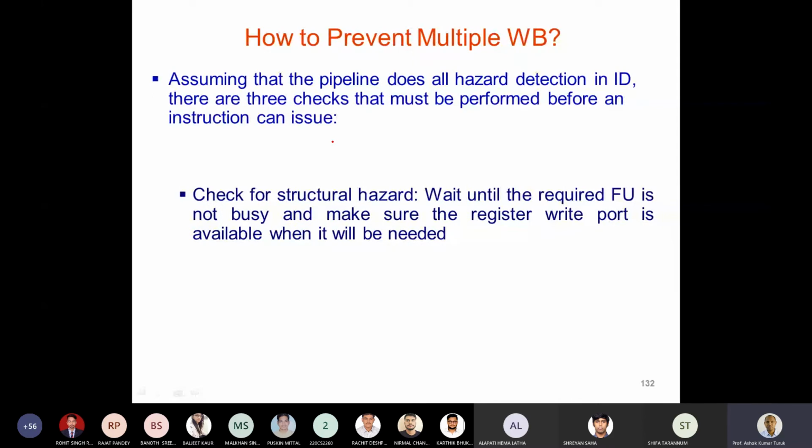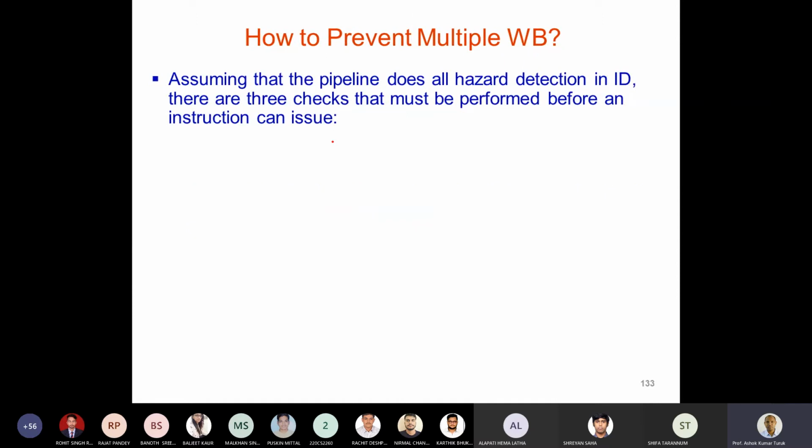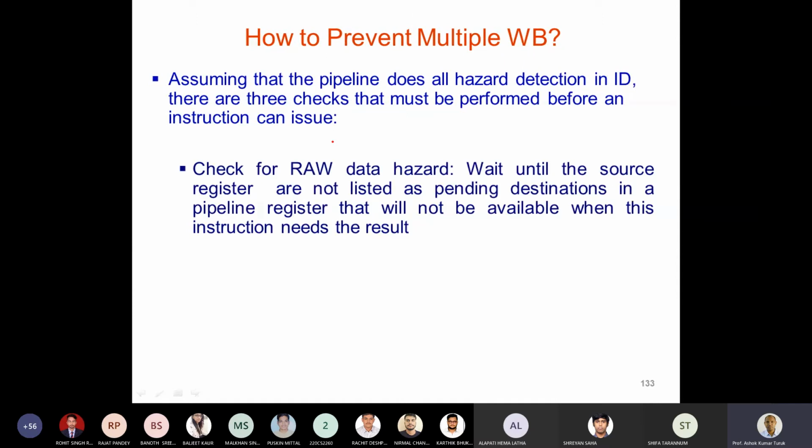Wait until the required functional unit is not busy, and make sure the register write port is available when it will be needed. We say that before issuing an instruction, you check that the functional unit is available, and before issuing an instruction you also check that the write port is available. That means again you are checking for a structural hazard for register write. Then next you check for the RAW hazard.